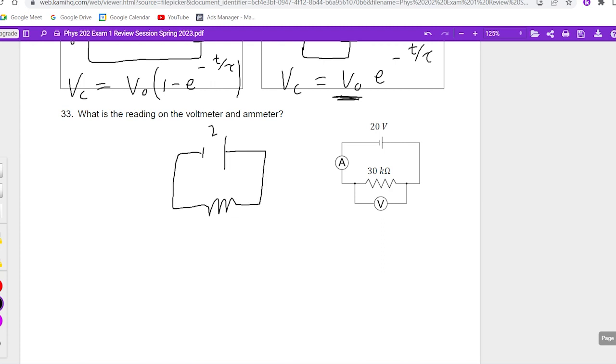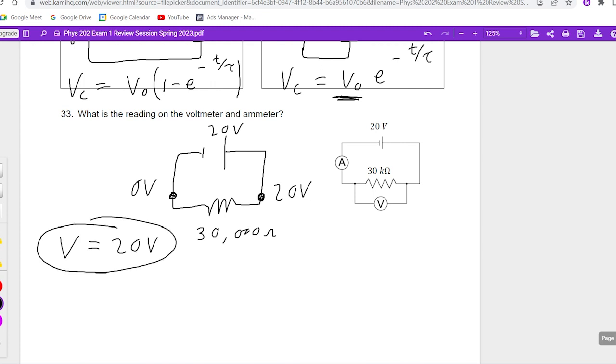I essentially have a 20 volt circuit connected to a 30K, which is 30,000 ohm resistor. If I want to find the voltage across the resistor, that's easy because all 20 volts are going through the 30,000 ohm resistor. If you don't believe me, the voltage here is 20 volts, the voltage here is 0, so the total voltage is 20. So the voltmeter is going to get a reading of just 20 volts.